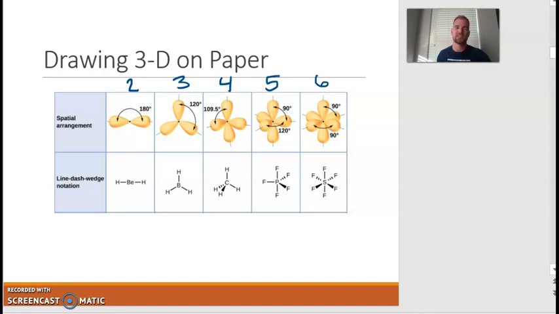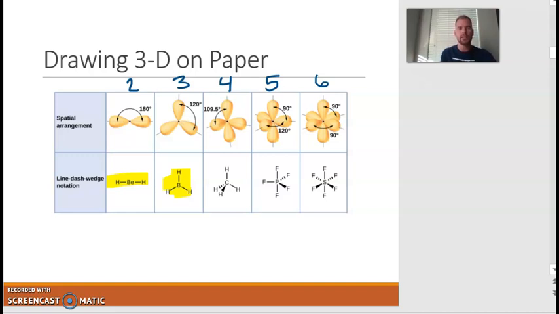Sometimes you might be asked to draw those on paper. And it's like, well, how do you draw them on paper when they have 3-dimensionality? Well, the first 2 are easy, right? Drawing something linear or drawing something trigonal planar is pretty easy because they are flat by nature. But how do you draw on paper something that is 3-dimensional, such as tetrahedral? You notice that we have what's called the line, dash, and wedge notation.